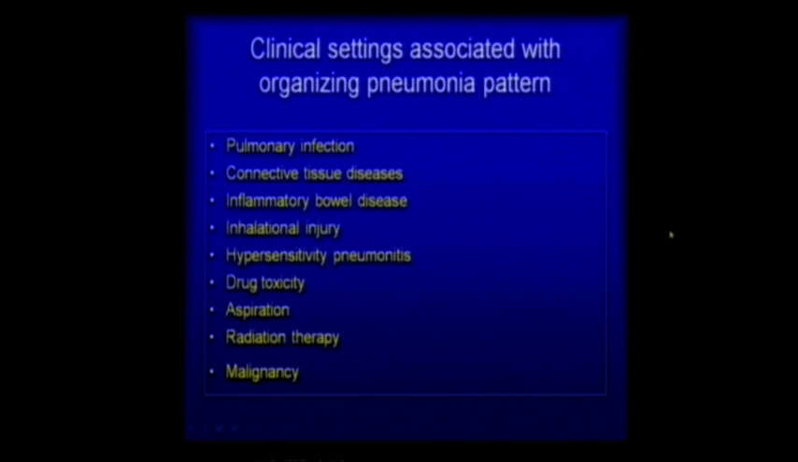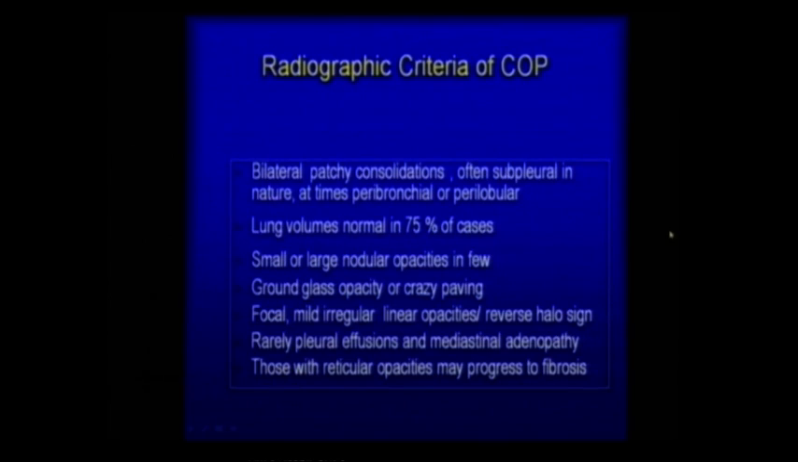What are the clinical settings associated with organizing pneumonia pattern? It can occur with pulmonary infection, connective tissue diseases, inflammatory bowel disease, inhalational injury, fumes, etc., hypersensitivity pneumonitis, drug toxicity, aspiration, even radiation therapy and malignancy. So, the radiographic criteria are, I will show the images later, just go through this list in the beginning.